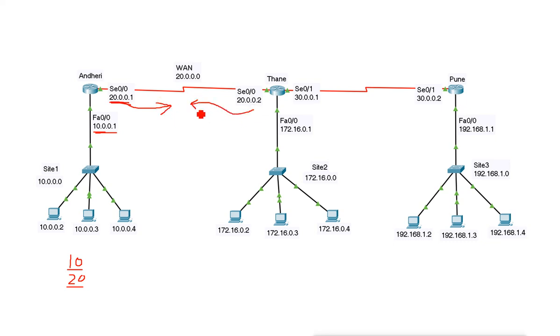So what happens when they start sending the update to each other? They create the neighborship first. In OSPF, the routers create the neighborship and they create a table of the neighborship, called the neighbor table. In the neighbor table, this router has the information about its neighbors. That means this router has the information that it has a neighbor which is Thane.